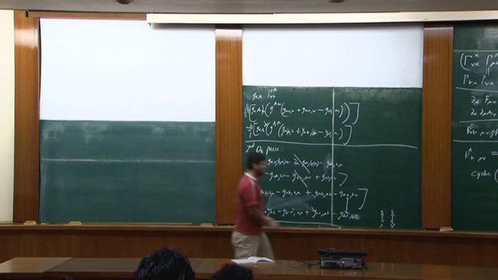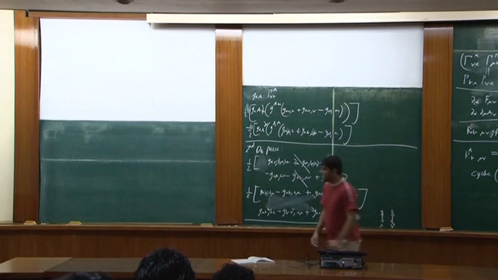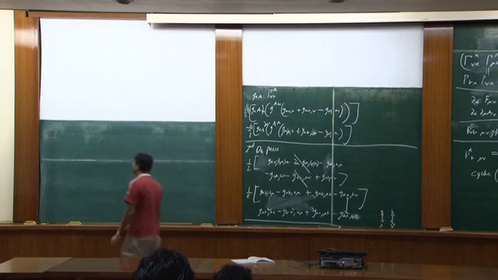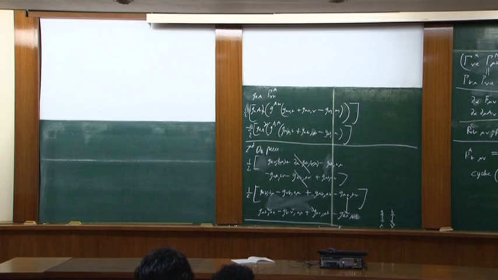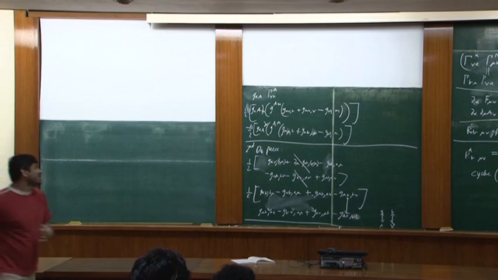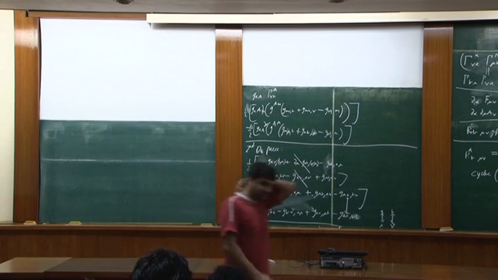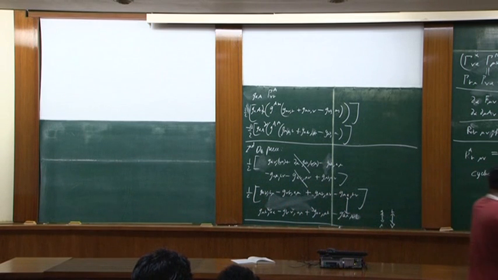Okay, so we have verified both the symmetric properties as well as this Bianchi identity. The last little algebraic exercise I want to do is the following.